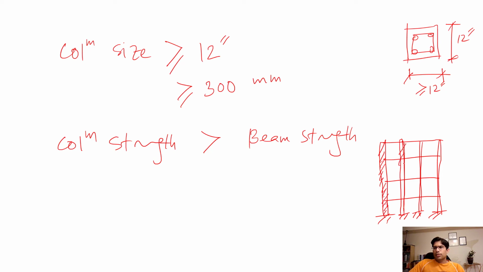We should always ensure that our columns are stronger than the beams. So if in an earthquake or in a blast one thing fails, then it needs to be the beam, not the column. We'll always need to design a building such that the column fails last. If the column fails, then the whole building fails. So therefore, we should always ensure that column strength is more than the beam strength. What other things? We can go to the next slide.